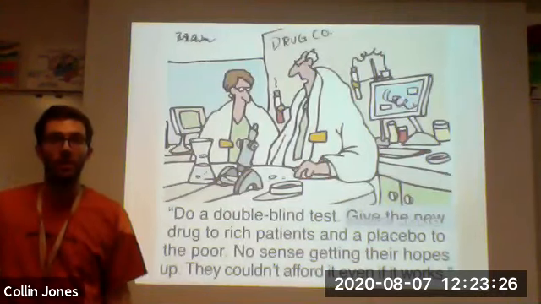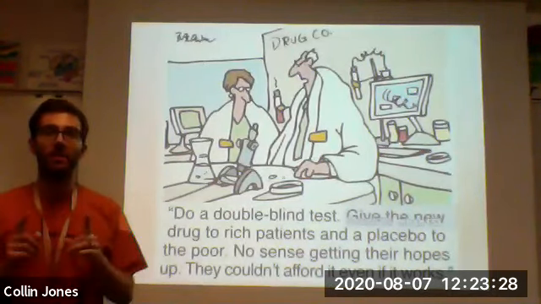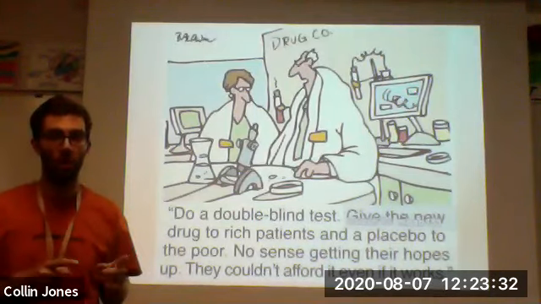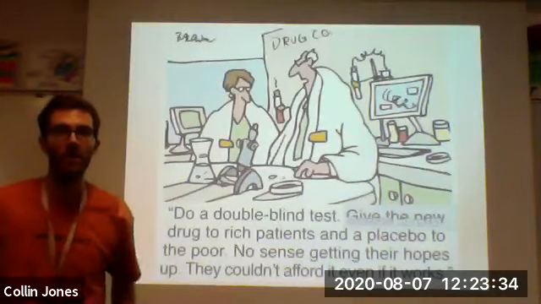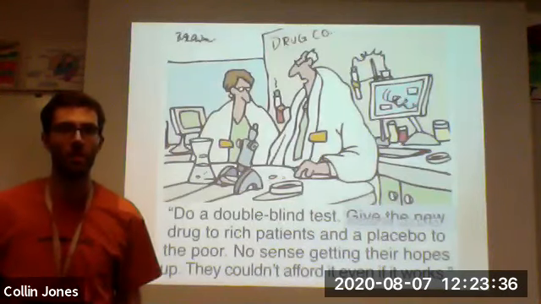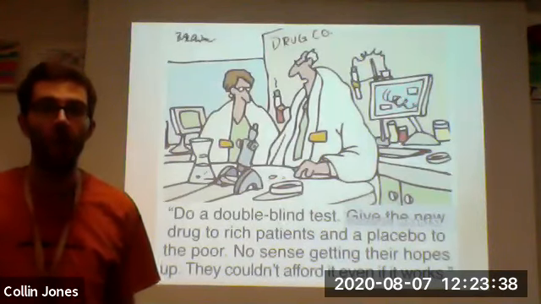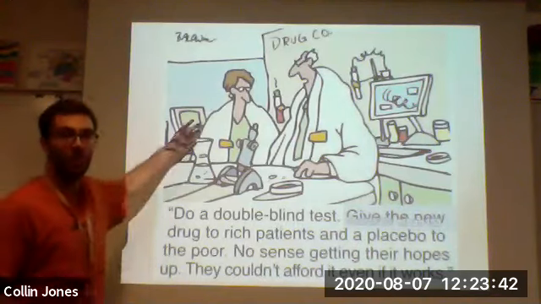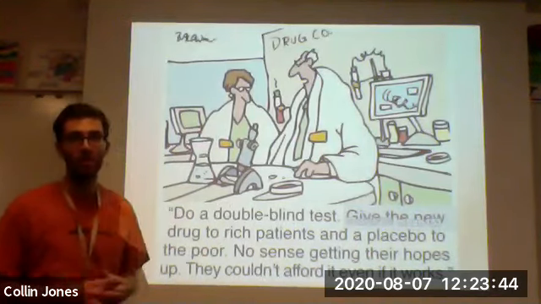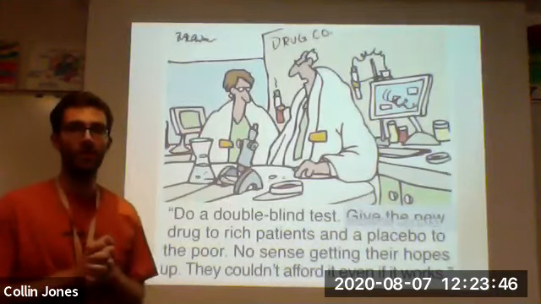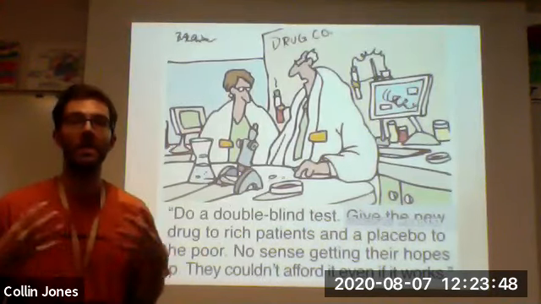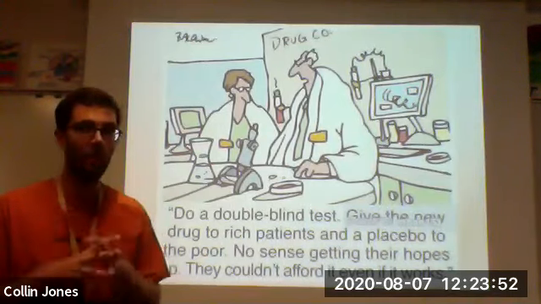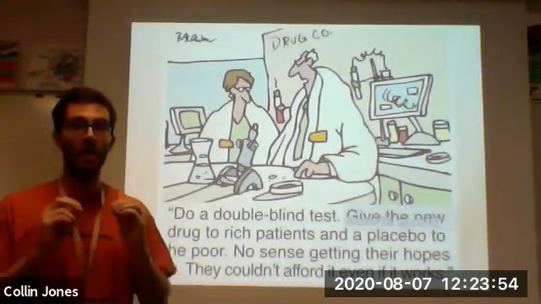Another cartoon for you. Do a double-blind test. Give the new drug to rich patients and a placebo to the poor. No sense getting their hopes up. They couldn't afford it even if it works. That's dark. First off, would that be a double-blind test? No. The researchers know who's getting which drug, which treatment. Second thing, is this random assignment? Are they randomly choosing who's getting what? No. This would be non-random assignment.